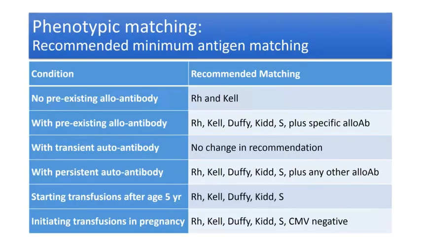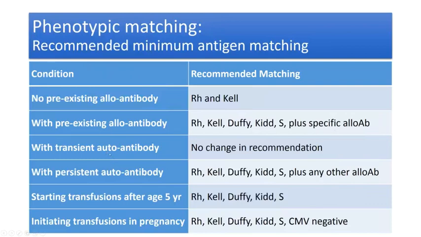And these are the recommendations for antigen matching for RBC units. If the person with thalassemia has no pre-existing alloantibody, there is no alloimmunization, then it is recommended that they are matched to Rh, which is the CE, as well as the Cal antigen. Those who have pre-existing antibodies should be matched to Rh and Cal, but also to an extended group of antigens listed here.